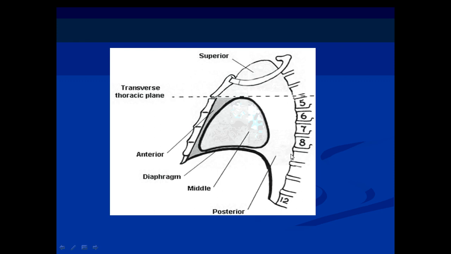The inferior mediastinum is further subdivided into anterior, middle, and posterior mediastinum by the pericardium and its contents. Here is the diaphragm, and here is the anterior mediastinum, the area anterior to the pericardium, and this is the middle mediastinum containing the pericardium, the heart and part of the great vessels, and here is the posterior mediastinum behind the pericardial cavity.